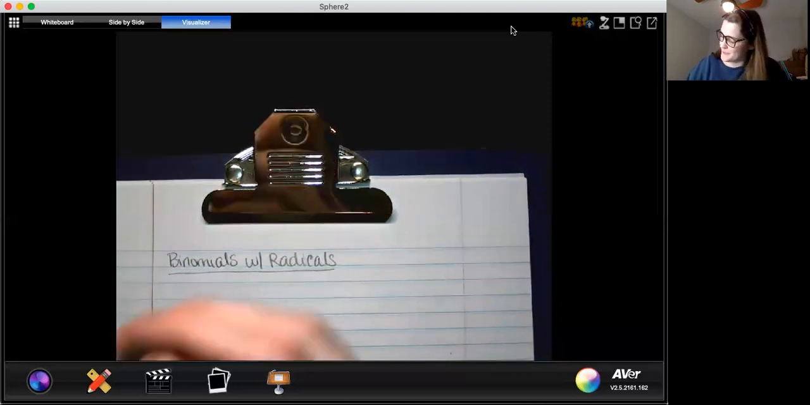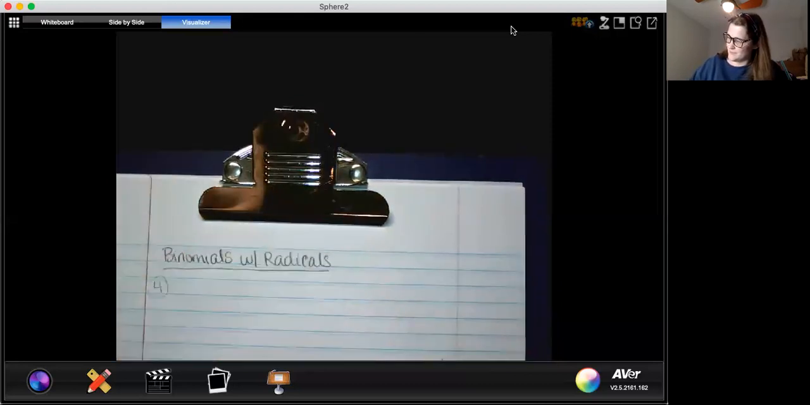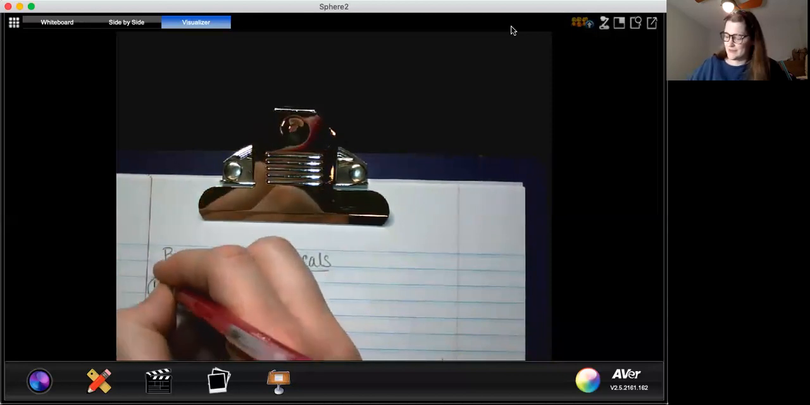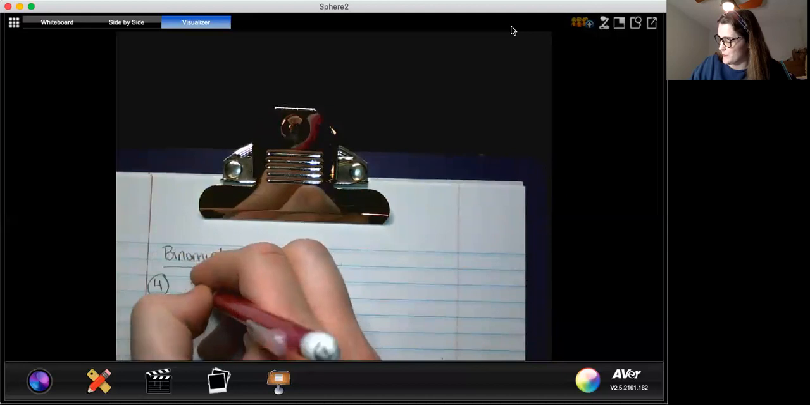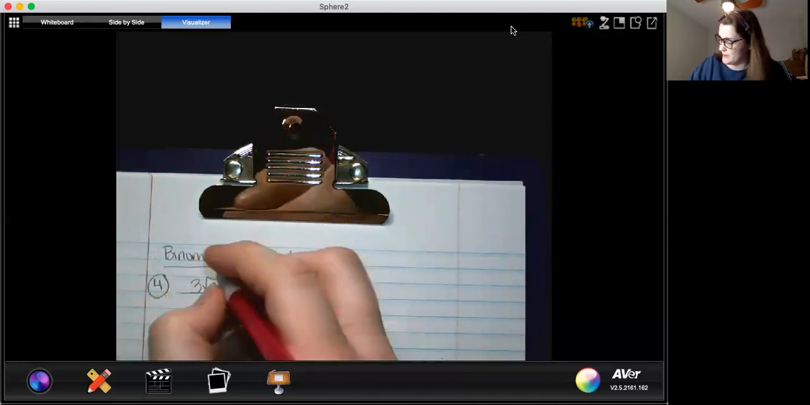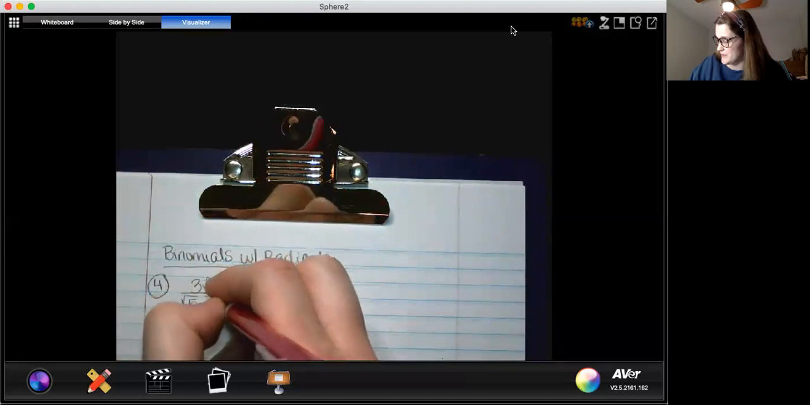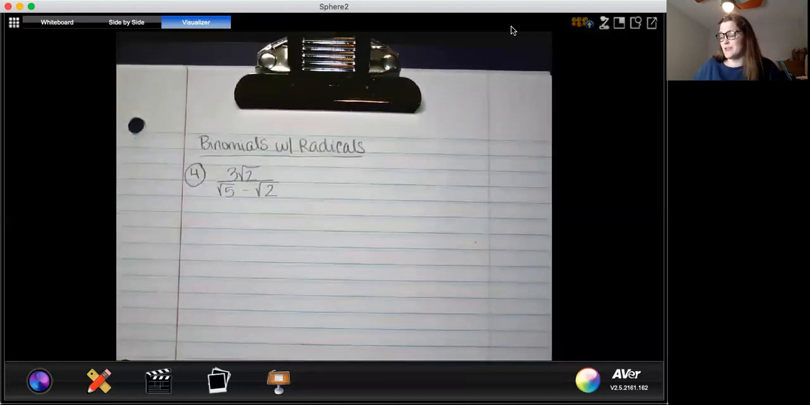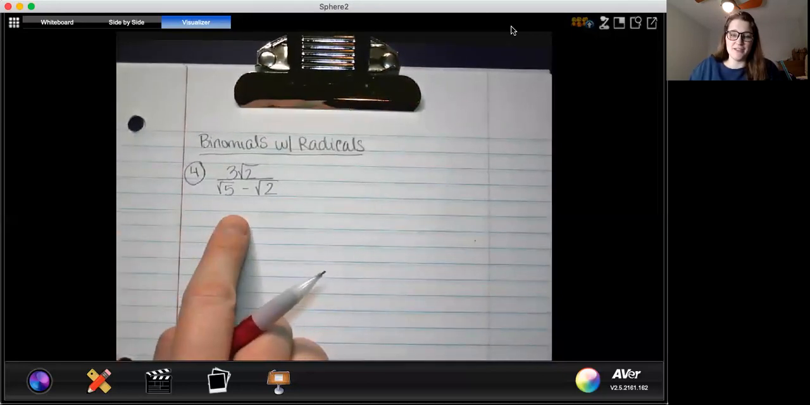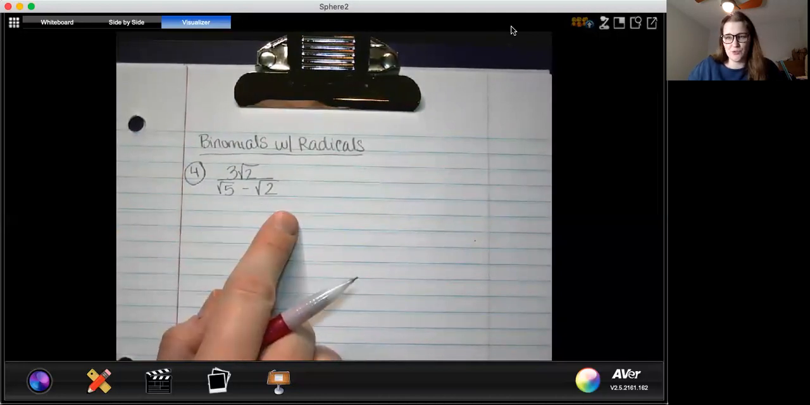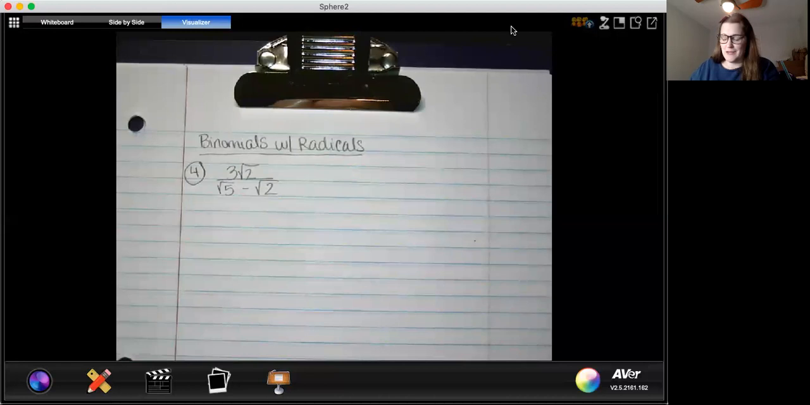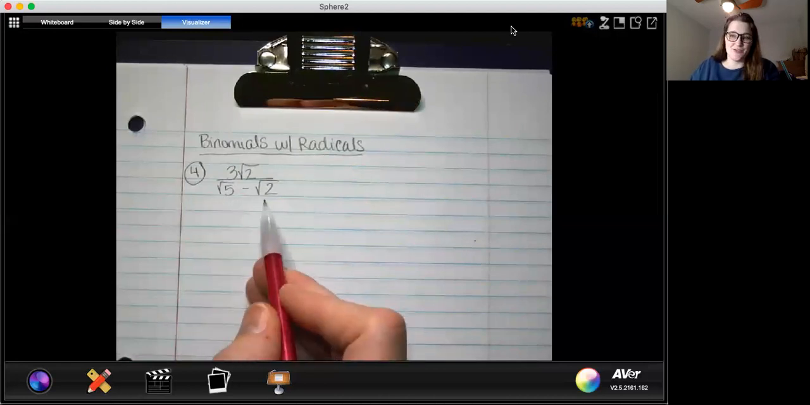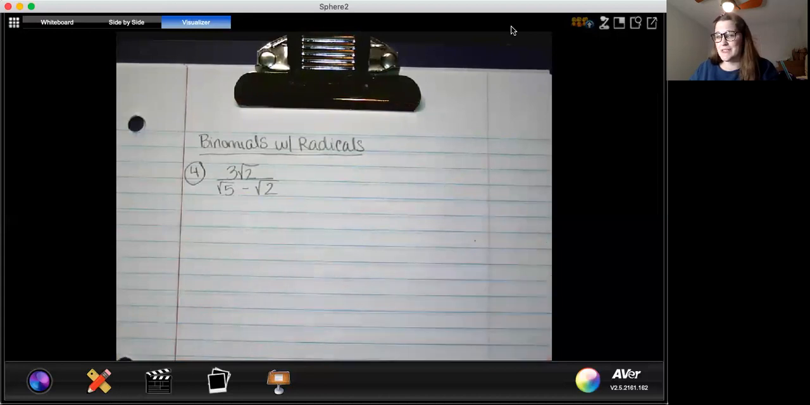Okay, so number 4. 3 square root of 2 divided by square root of 5 minus the square root of 2. Now the first thing I'm going to say is remember, this cannot be simplified, okay? You cannot subtract 5 minus 2 and call it a day. That doesn't work, okay? They are two separate radicands, so therefore they cannot be combined. Refer back to when we did adding and subtracting, okay? So that's my first step and first conversation.